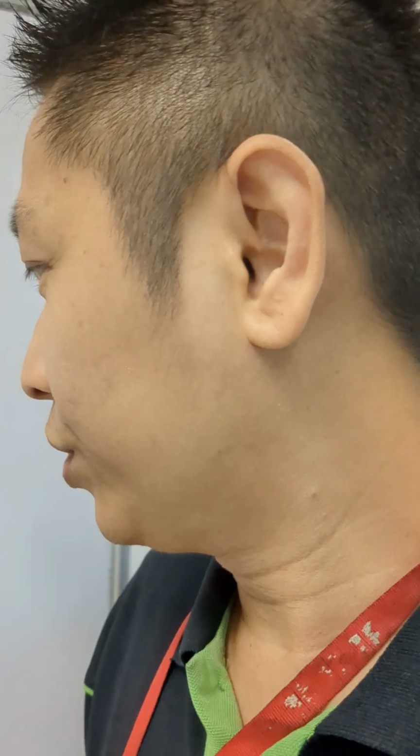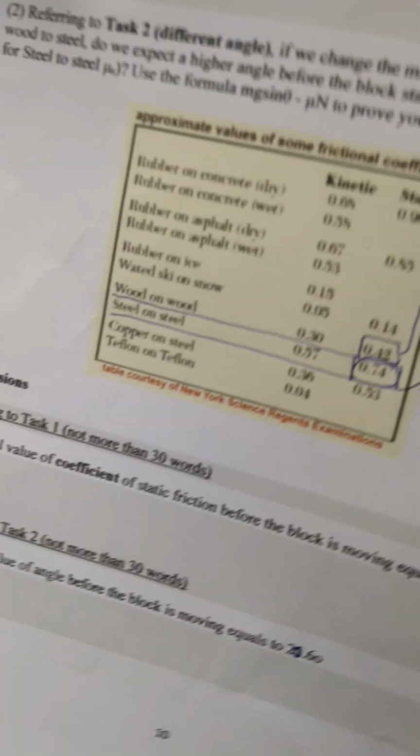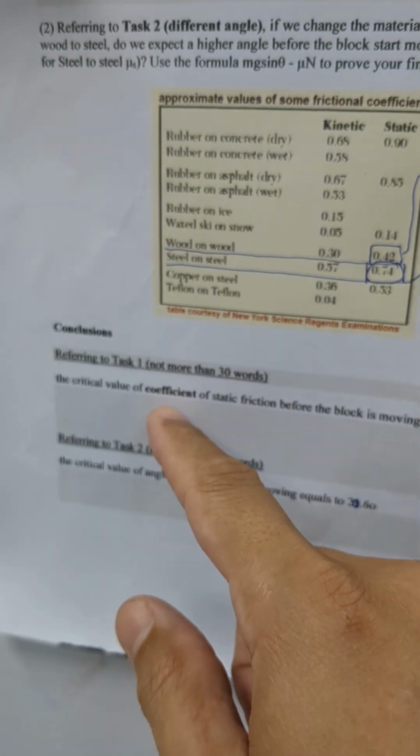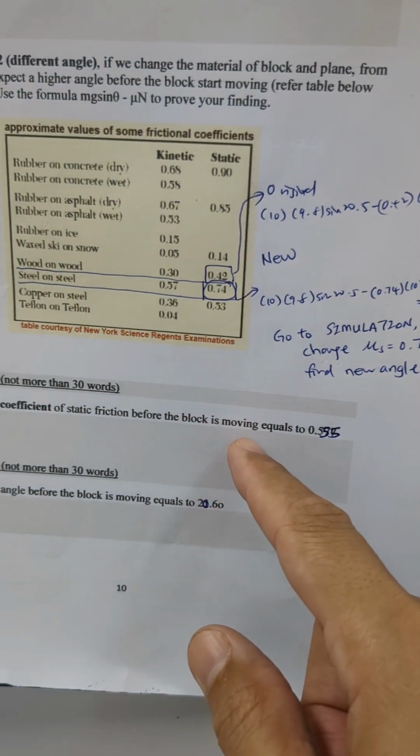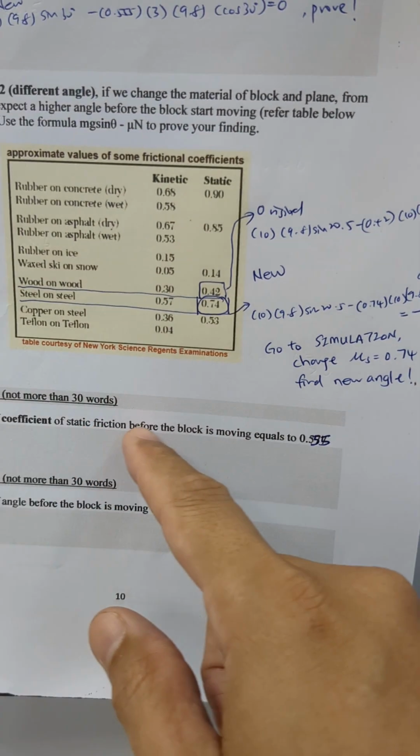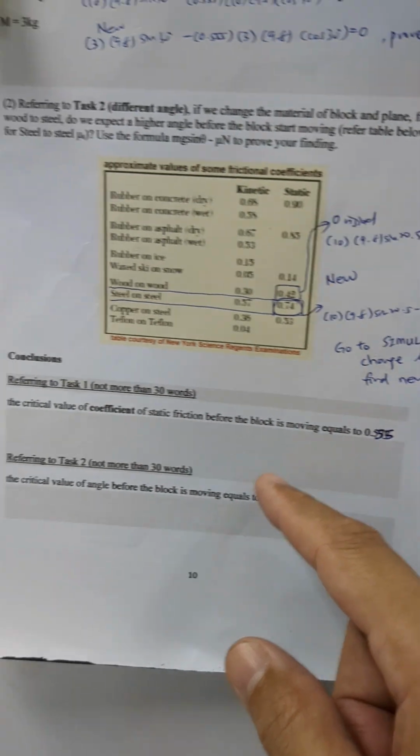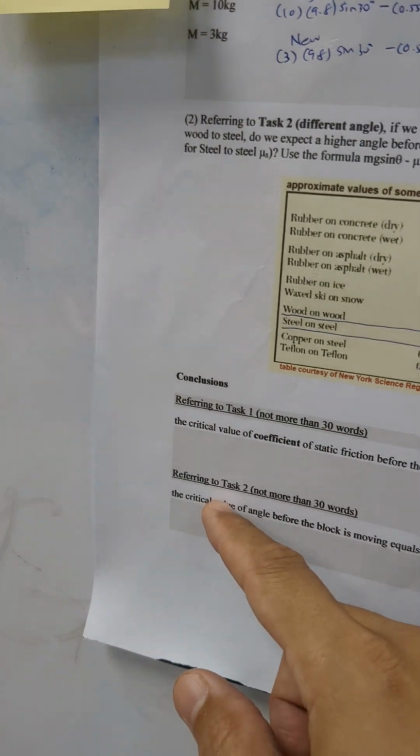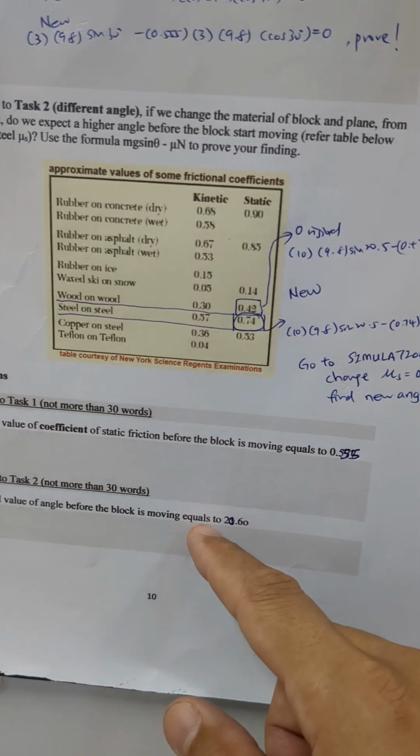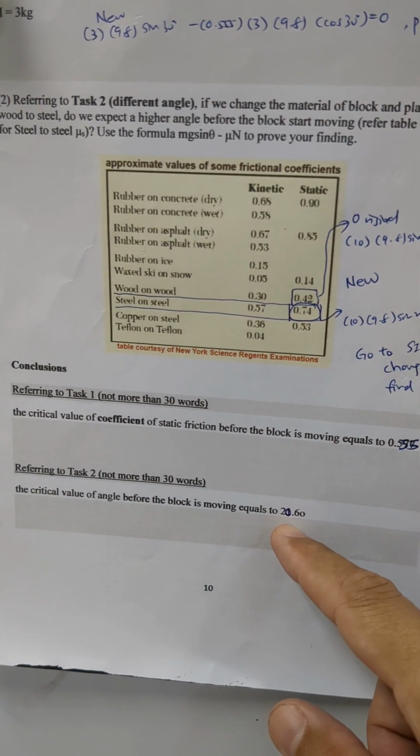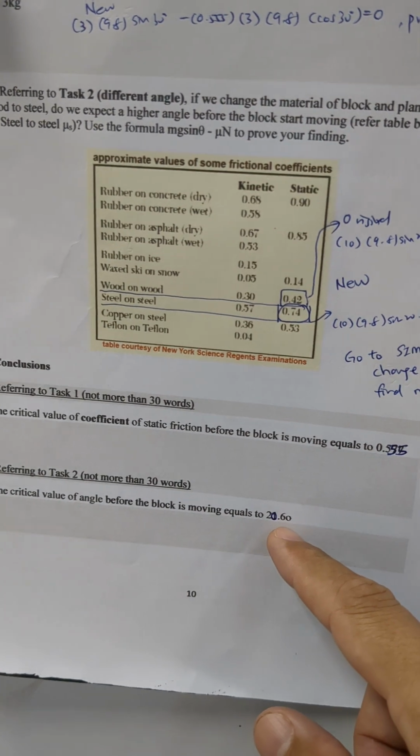Okay, I'm member 5. I want to give the conclusion for our experiment here. After conducting the experiment, we find that our objective is already achieved because we get the static friction. The block starts to move at 0.555. And for the second objective, we also achieved it already. The angle at which the block starts to move is 20.6 degrees. Okay, thank you. Bye.